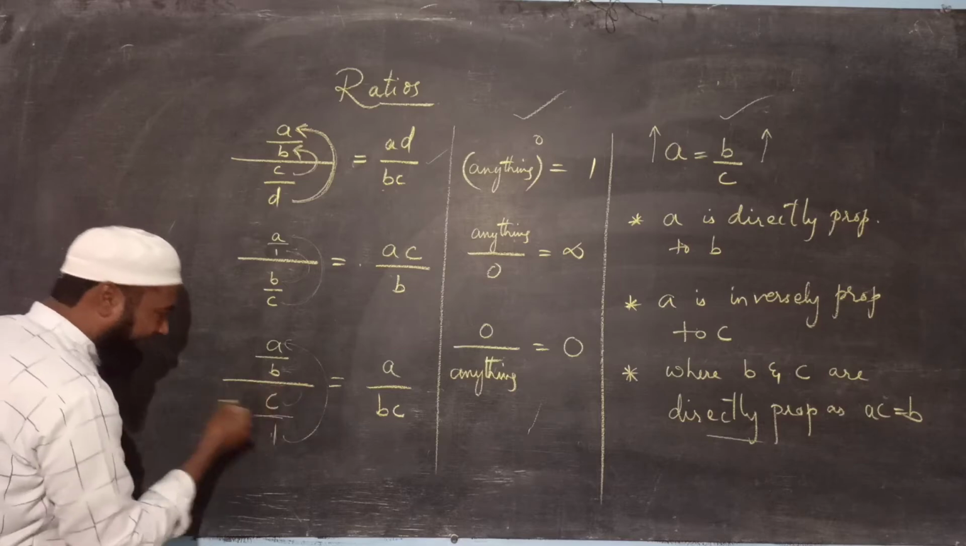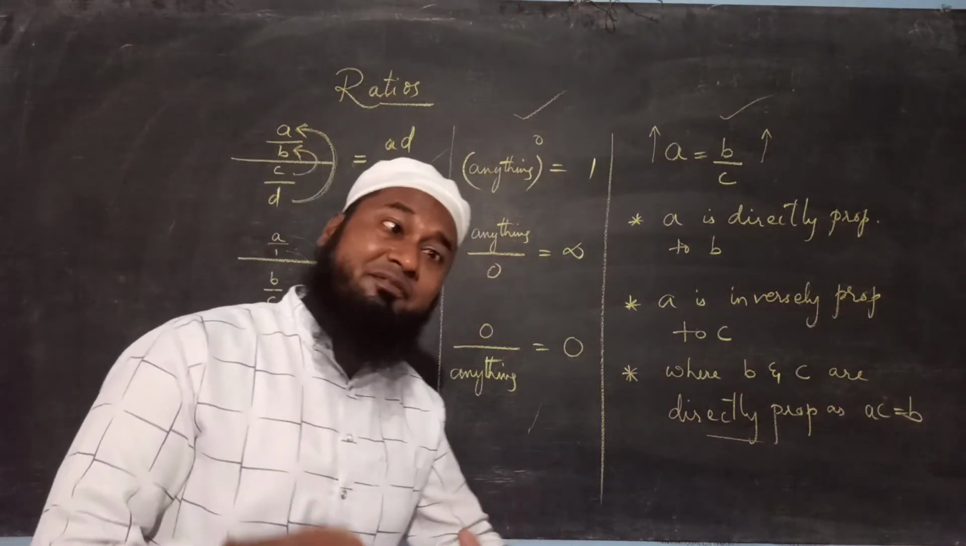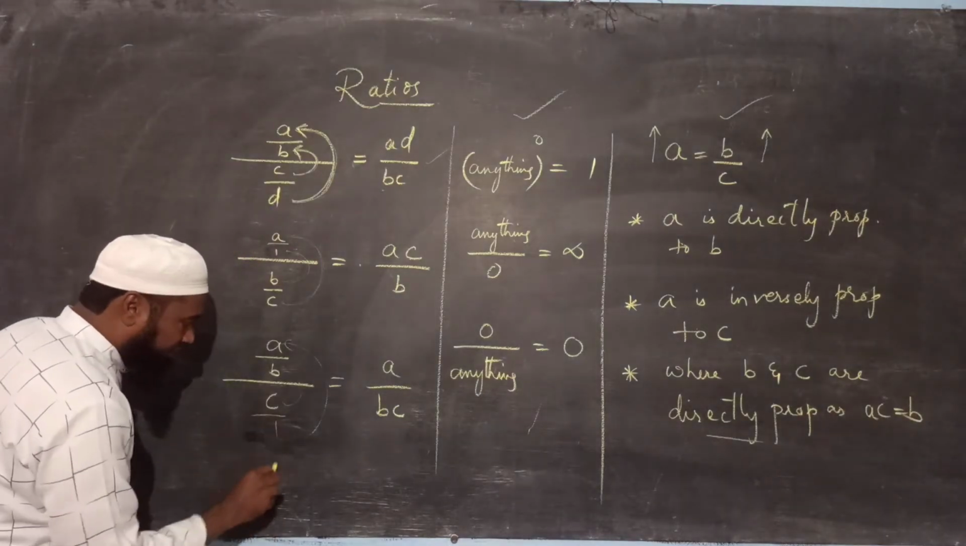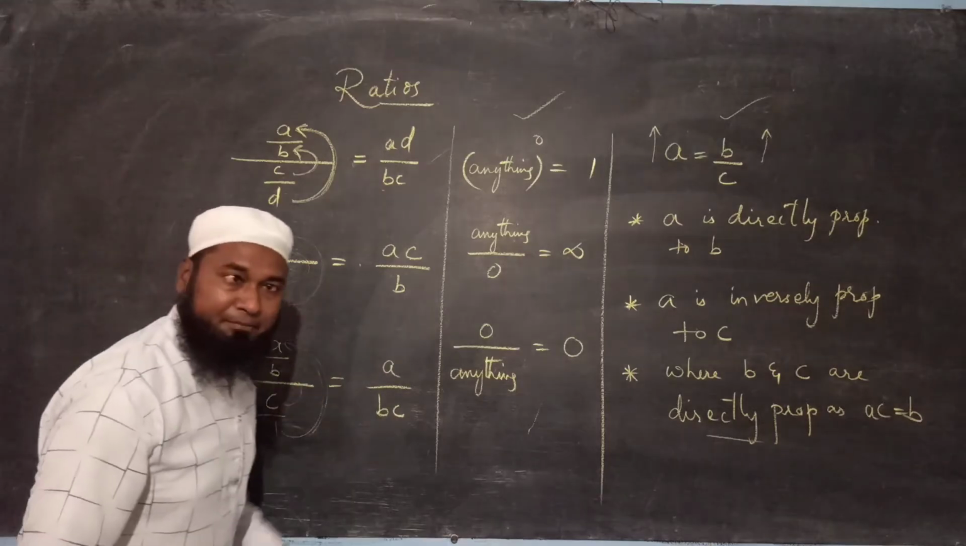Similarly, A by B by C means the denominator C is not having its own denominator. So you can write it as 1. 1 will go near A, C will come near B. So the solution will be A by BC.